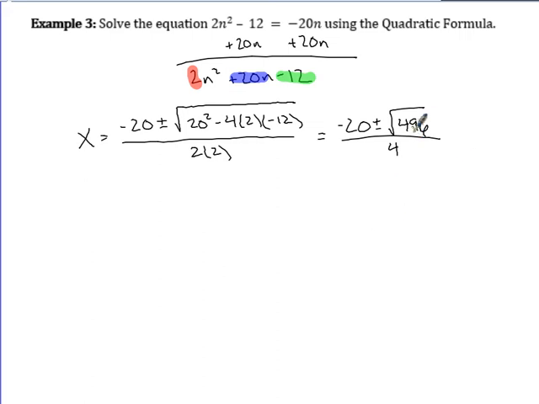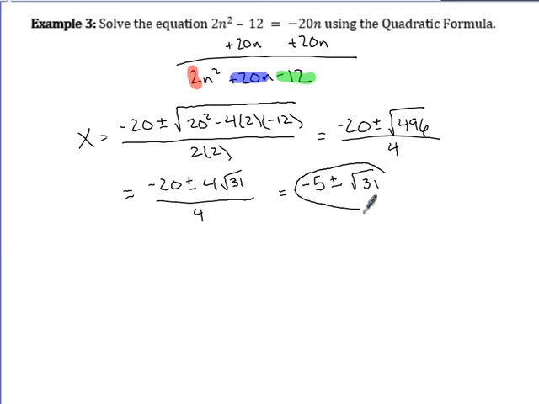But the square root of 496 is going to simplify to 4 square root 31. All right, and this is all over 4. So now, negative 20 and 4 are both divisible by 4. So I would have negative 5 plus or minus the square root of 31. And that is as simplified as we can get. So those would be our two solutions, negative 5 plus the square root of 31 and negative 5 minus the square root of 31.